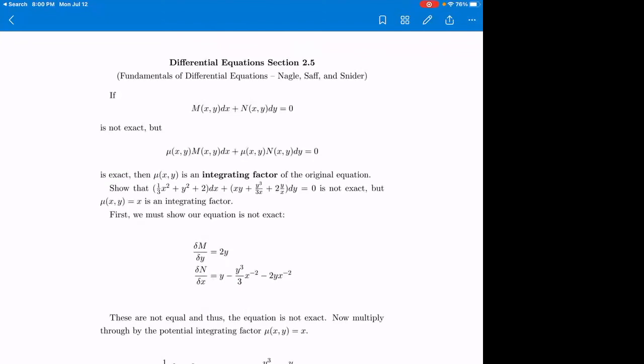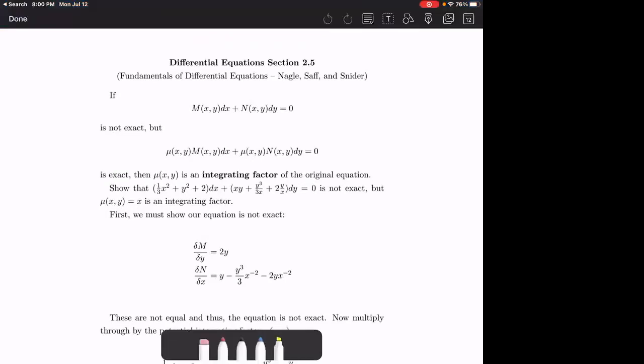This is section 2.5, and we are still working with exact equations. We remember this is our form that we look for exact equations. But we're going to start with an example where it's not exact. If this equation is not exact, but the equation where you multiply through by some function mu is exact, then we say that the function mu is an integrating factor of the original equation.